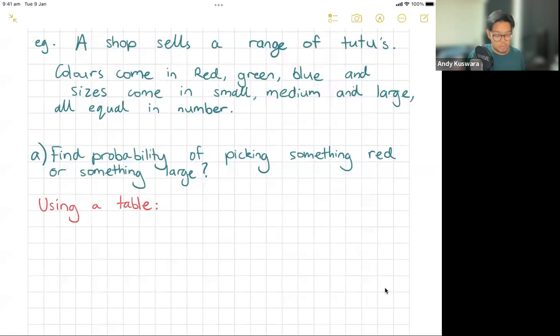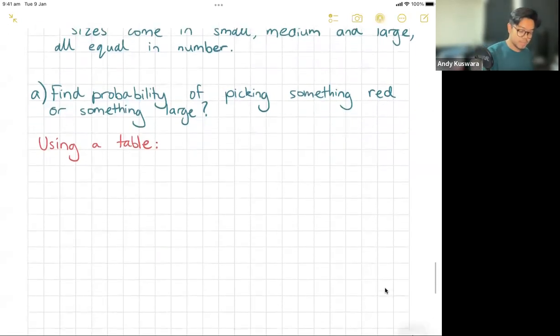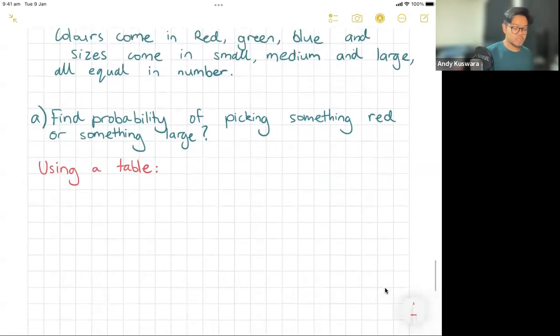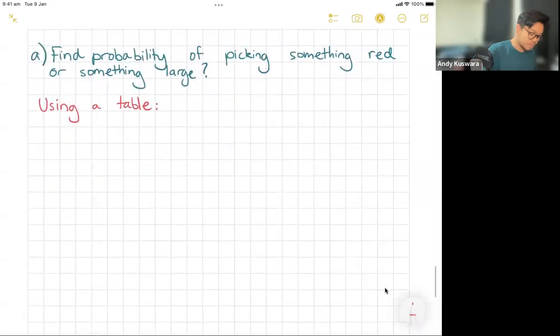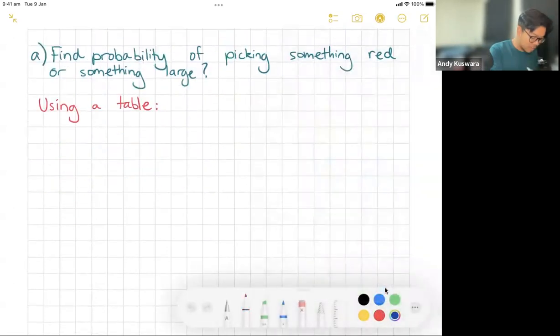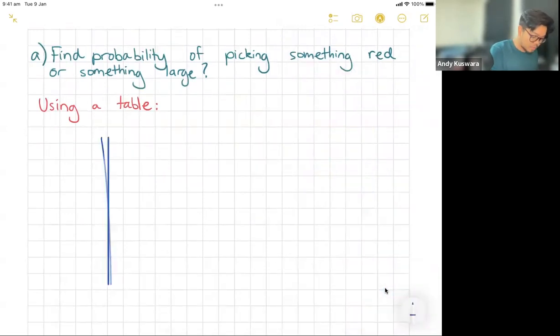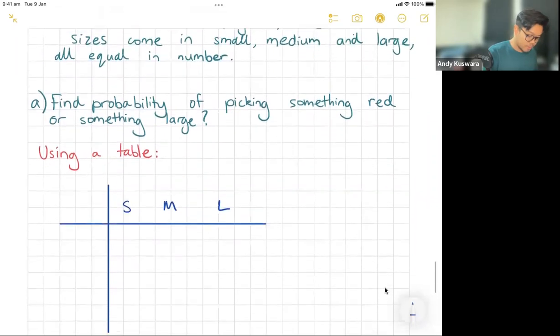Again, it could be an overwhelming question, but let's use a table. Where's the multi-stage event here? Well, there's colors and there's sizes. There's two things going on. So let's draw our table maybe this way. I'm either going to get small, medium, or large, and I'm either going to get red, green, or blue.